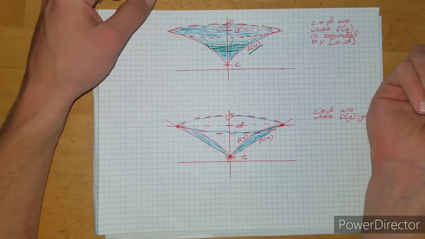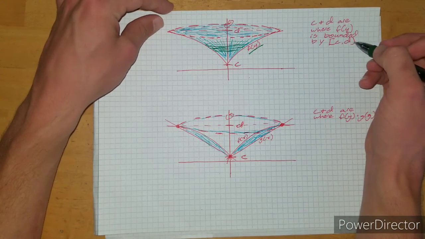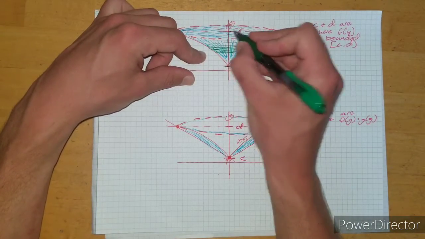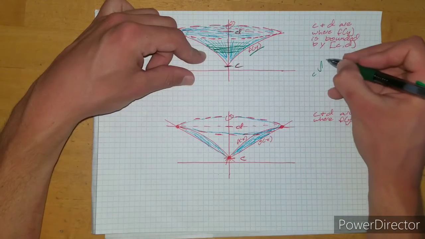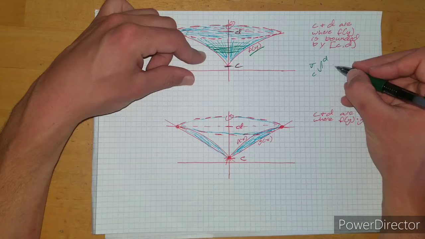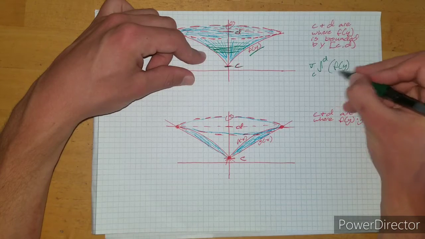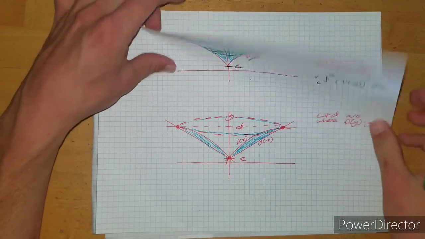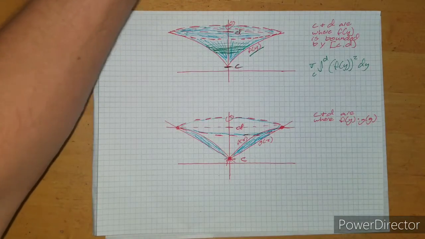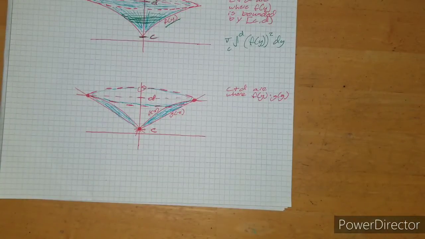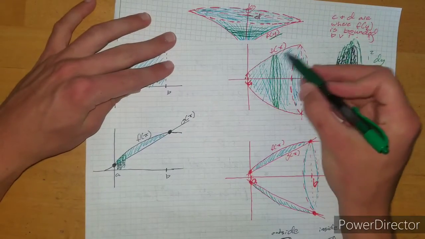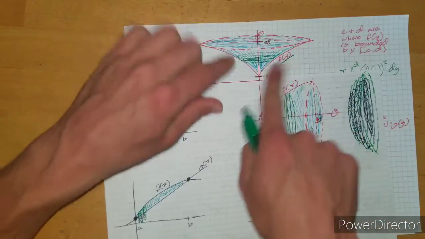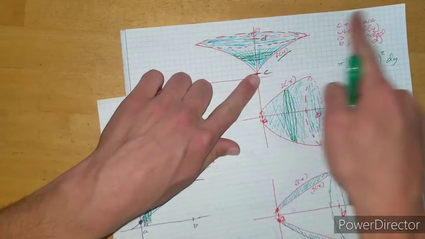Basically I'm just going to add up all these disks, but what's different is I'm doing it in terms of y, and c and d are points on the y-axis, right? So I'm doing the integral from c to d of pi f of y squared dy. That's the biggest difference, and you can see the difference right here. This is the same line, just I rotated this one around the x-axis. Over here it's the same line, but I rotated it around the y-axis.